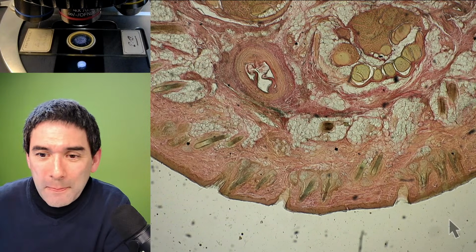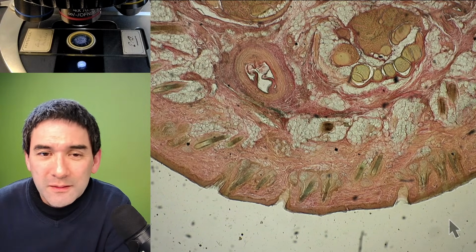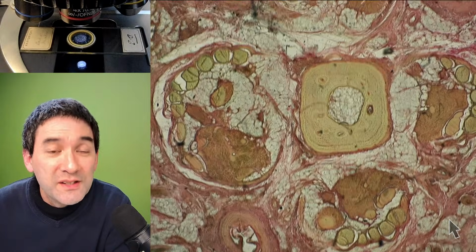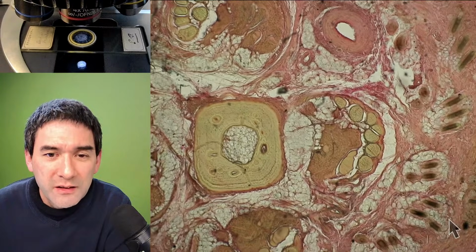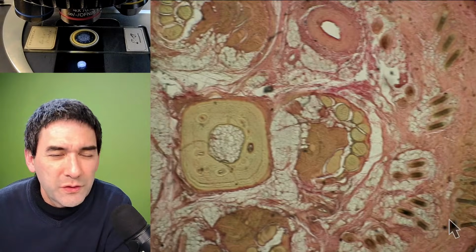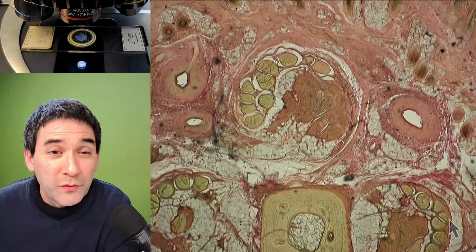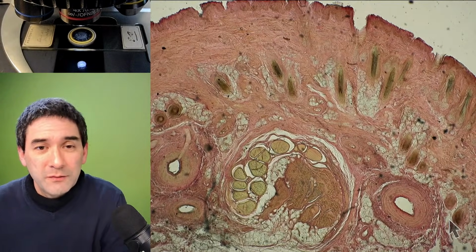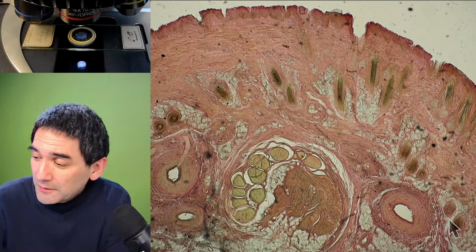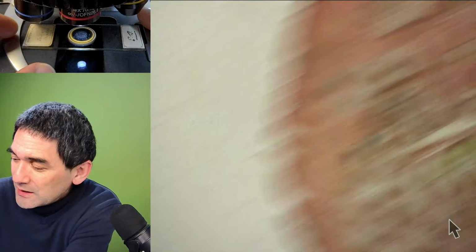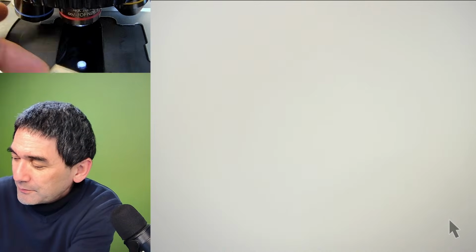So that's the reason. It was actually a fairly expensive slide. I think I paid around 30 euros or so for just this one slide. But from an anatomical and educational perspective, it's really great. So let's put this away.